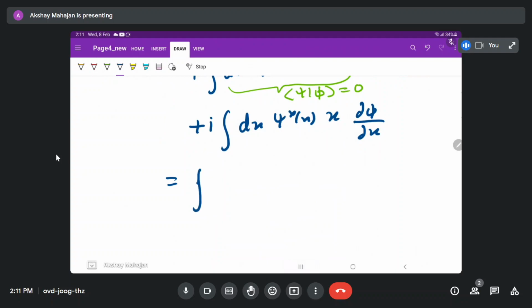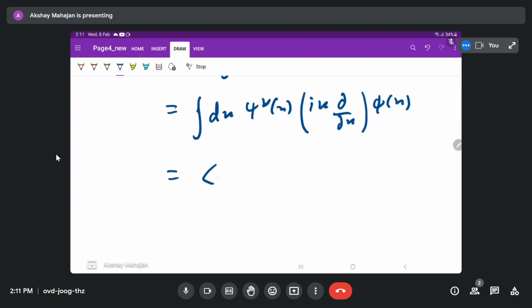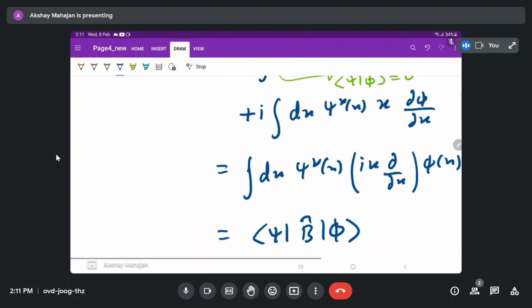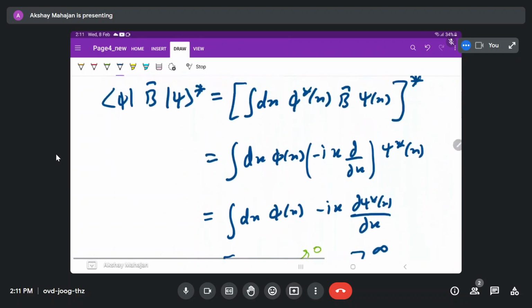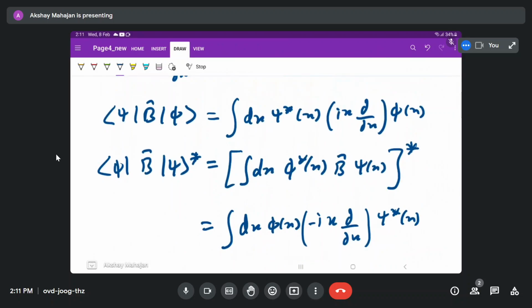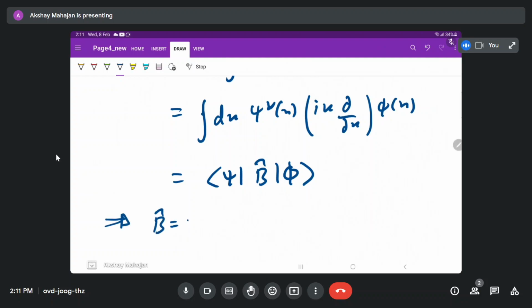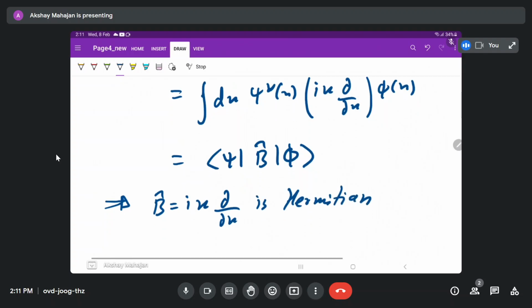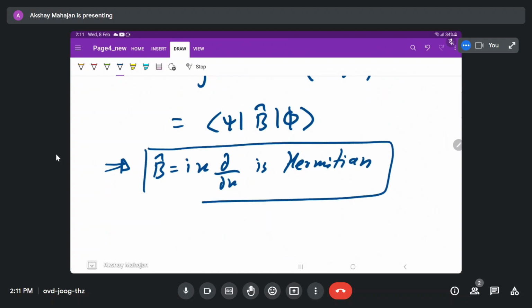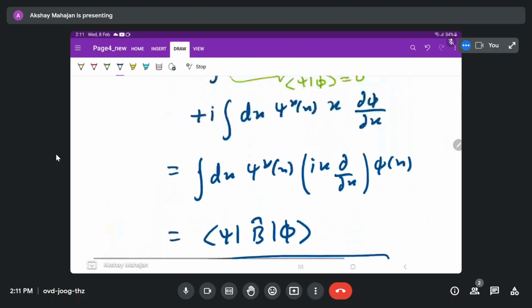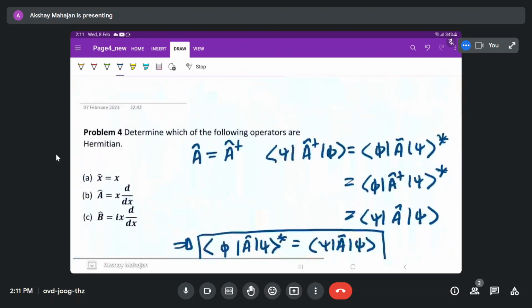So here you can see what we are getting this time is iota x del by del x times phi of x, which you can write as psi iota x del by del x, which is basically your b cap, times phi. So we have proved here that psi b cap phi is equal to b cap psi star phi. So you can check it, and here we can say that b cap equals iota x del by del x is Hermitian. So we found that b cap is Hermitian, but a cap was not Hermitian, it was anti-Hermitian.